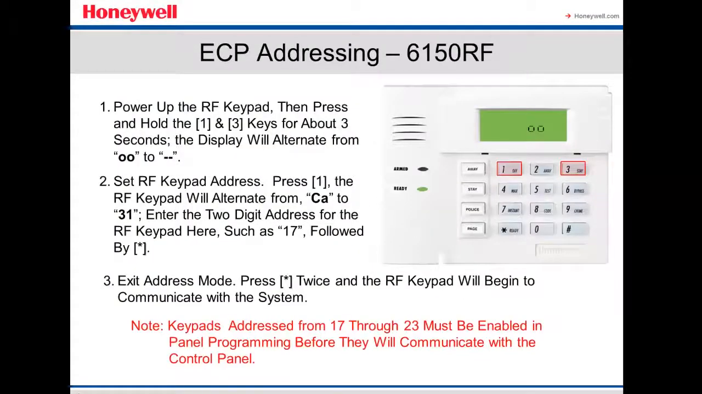This is for the 6150 RF, which is a keypad with a wireless receiver at the same time, and this is the way you program it at the very beginning. You press 1 and 3 in the first 50 seconds, and it's going to show you the little zeros and 2 dots. Then you press 1, and then you enter your address, your keypad 16 or 17. After it's installed, you can communicate it with the Vista, right?